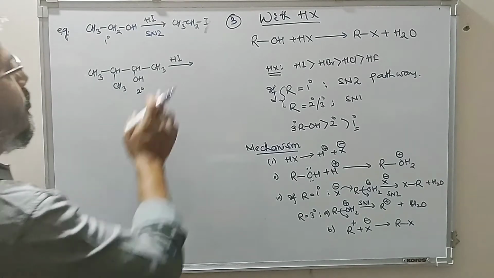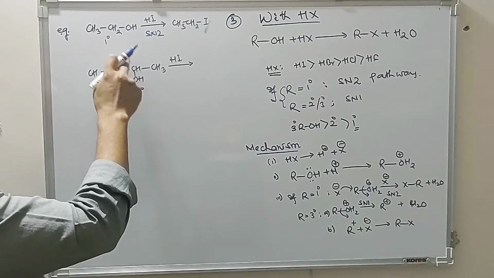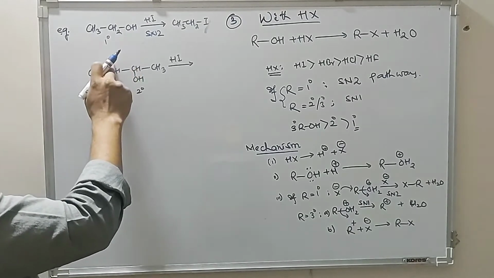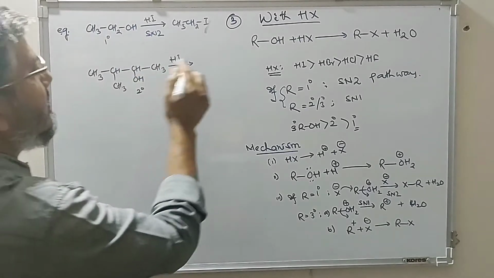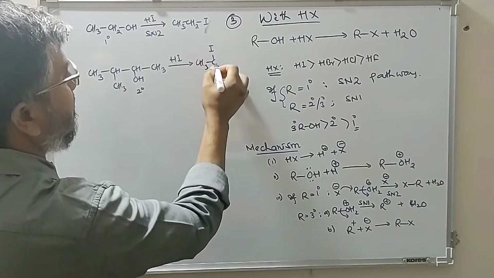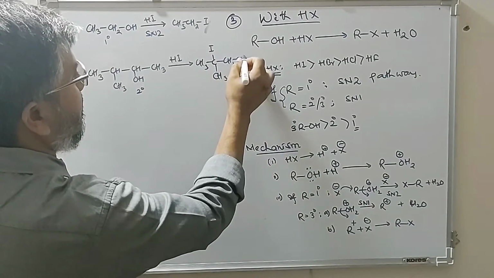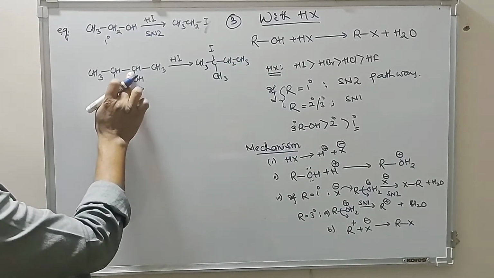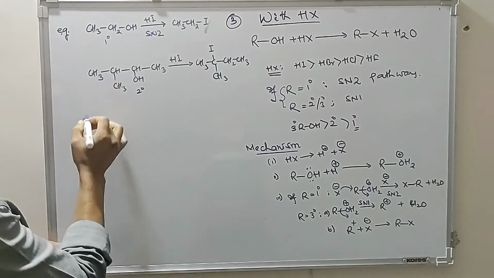So look at this, when this reacts with HI, the OH gives you a secondary carbocation. Now this secondary carbocation will undergo hydride shift, and finally this is converted to tertiary, and the final product will be different here. So the secondary carbocation rearranged to tertiary by hydride shift.